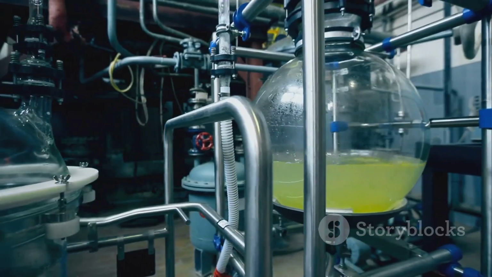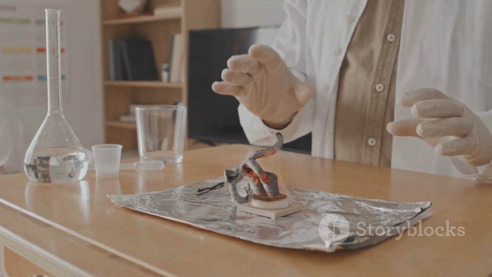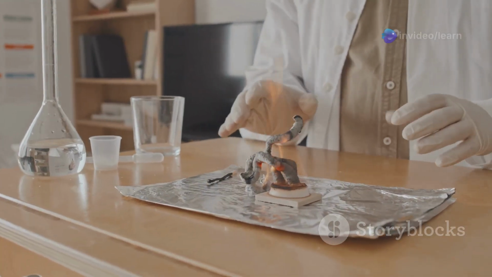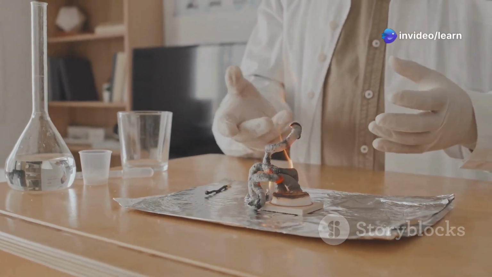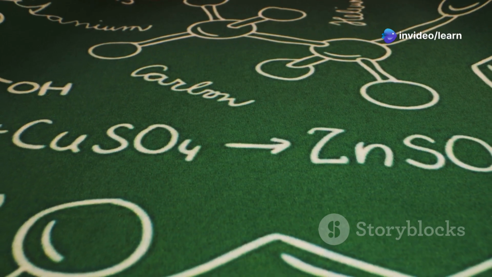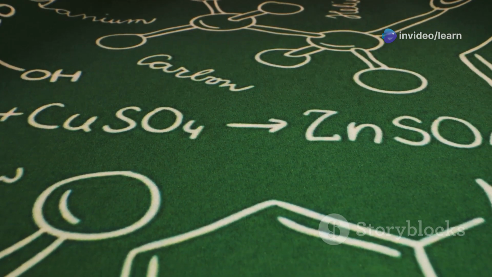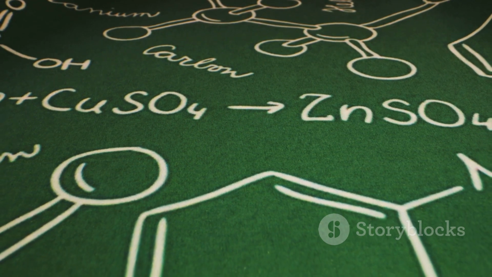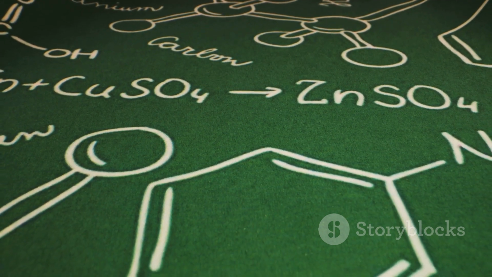Then, displacement reactions. One element replaces another element in a compound. This type of reaction is common in metallurgy and the extraction of metals. Imagine dipping a zinc strip into a copper sulfate solution. The zinc displaces the copper, forming zinc sulfate and copper metal.